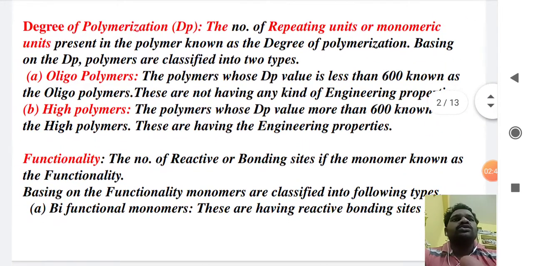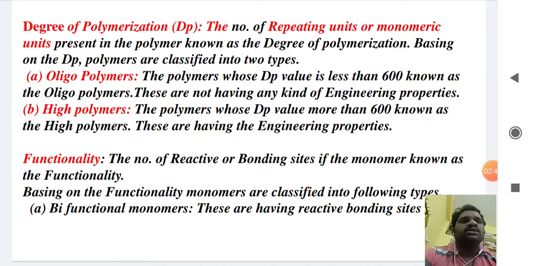Next, we are going to discuss the degree of polymerization, which is denoted by DP. What is the meaning of degree of polymerization? Degree of polymerization is defined as the number of repeating units or monomeric units present in the polymer. Each polymer has a number of monomeric units, and the monomeric unit is also called a repeating unit. All polymers do not have the same number of repeating units.